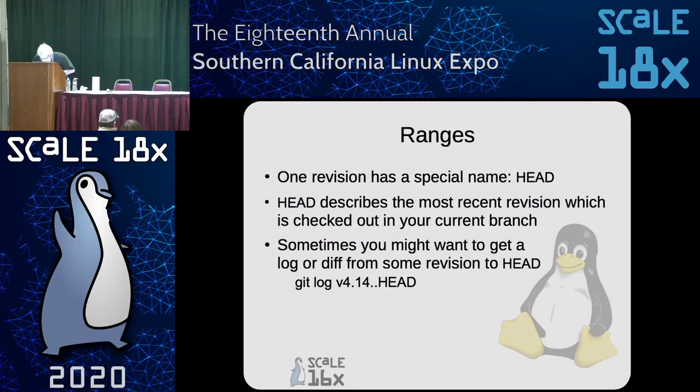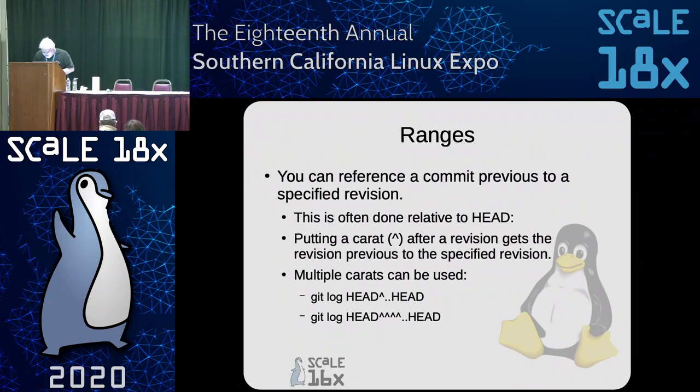One revision has a special name, HEAD. HEAD describes the most recent version which is checked out in your current branch. And this is useful because sometimes you might want to get a log or diff from some revision to HEAD. So, if you wanted the differences between 4.14 and HEAD, that's how you do it.